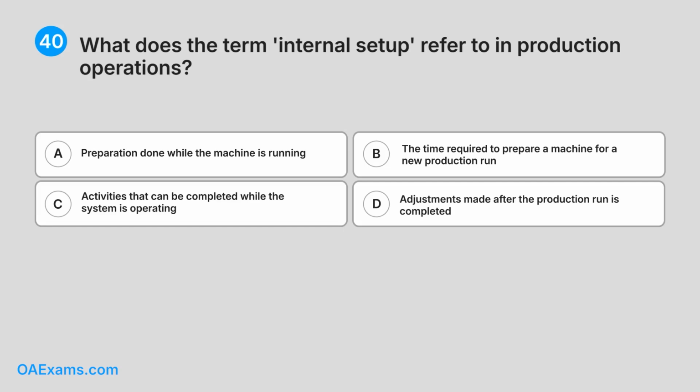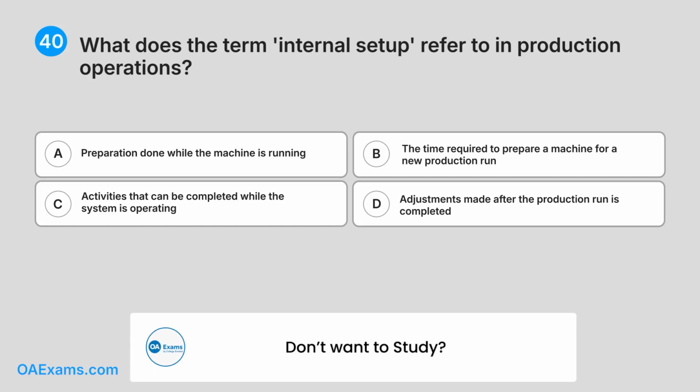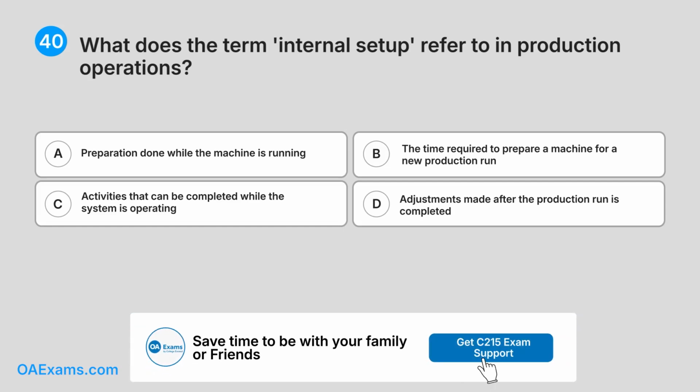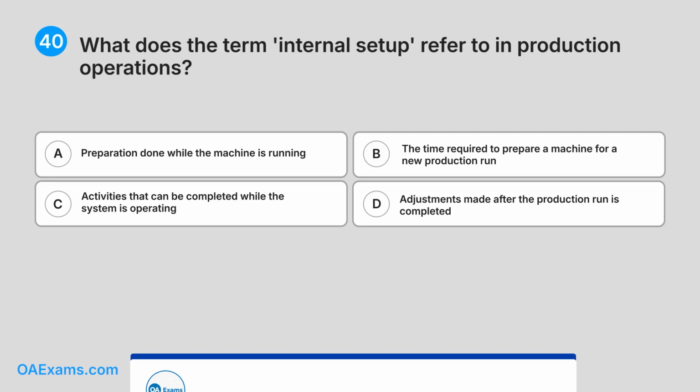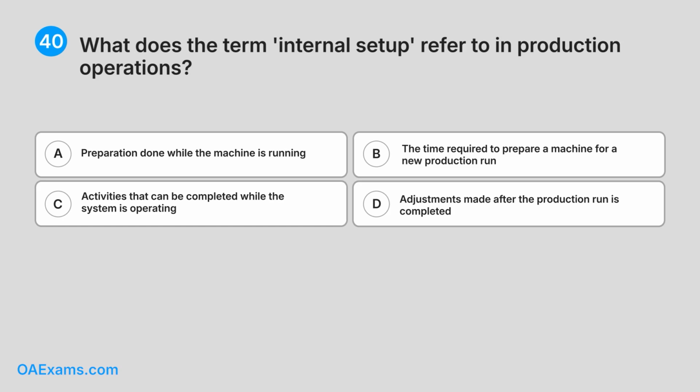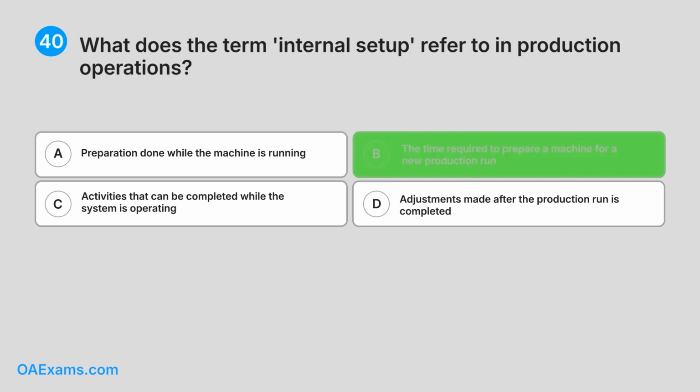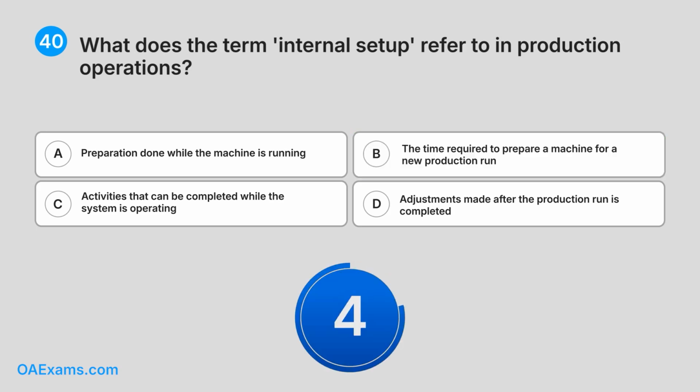40. What does the term internal setup refer to in production operations? A. Preparation done while the machine is running. B. The time required to prepare a machine for a new production run. C. Activities that can be completed while the system is operating. D. Adjustments made after the production run is completed. Can you guess the answer?